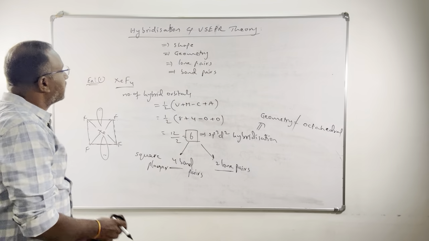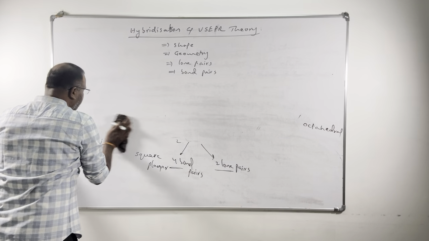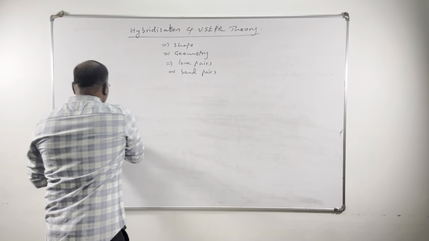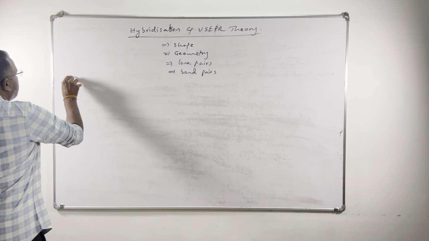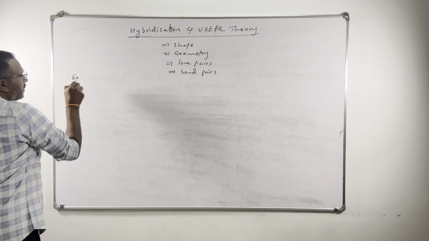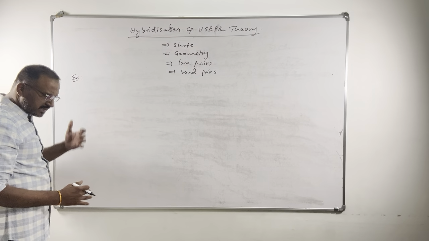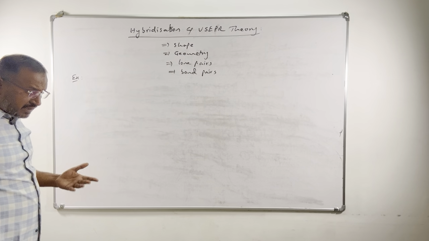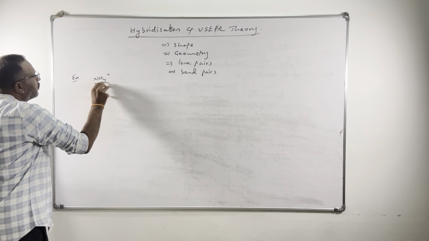Okay, thank you. Now let's go for another example. Let me take one example of a positive charge and one example of a negative charge, because it is the same concept, lone pairs and all these things. I'm taking one example with a positive charge. You can take any example. Now I'm taking a previously asked example, NH4 plus. Let me take the NH4 plus ion.